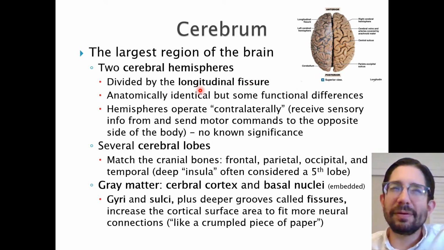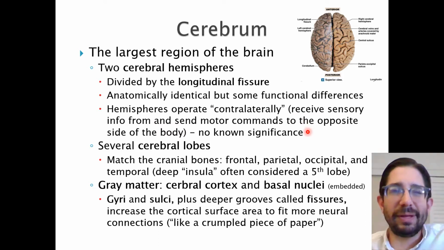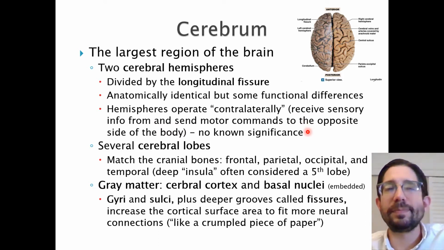So when we say the cerebral hemispheres are divided by the longitudinal fissure, inside that fissure is the falx cerebri. These two hemispheres, anatomically, they look the same. There are some functional differences that we'll mention briefly later on. But one thing that you may have heard before is that the hemispheres operate contralaterally, which means the information is crossing over. So like you receive sensory information from and send motor commands to the opposite side of the body. And we don't really know why that is and if there's any significance to that.